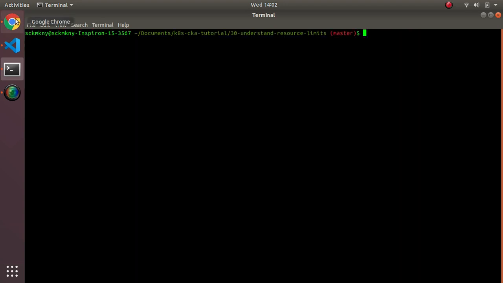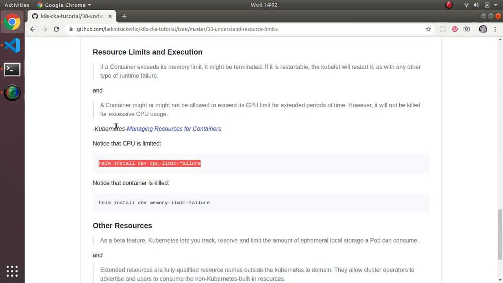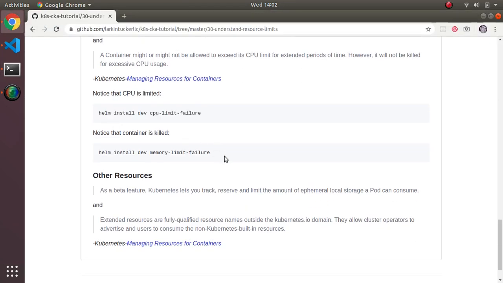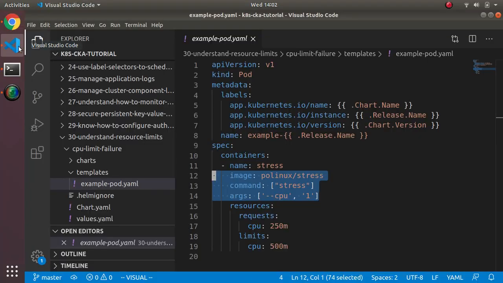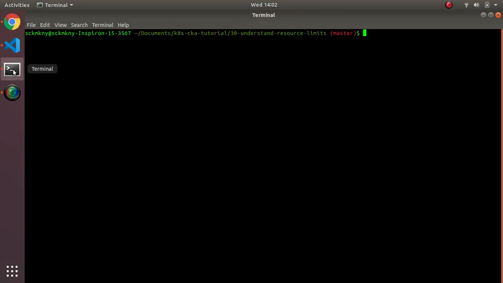Now let's look at the next example and see what happens when you limit memory. I have to get rid of this one first. Hang on. Helm uninstall dev. Okay, let's go back into the code.